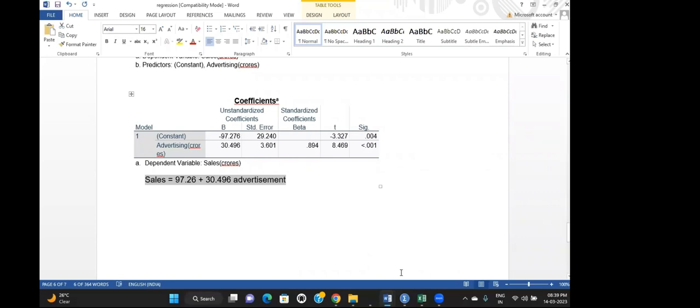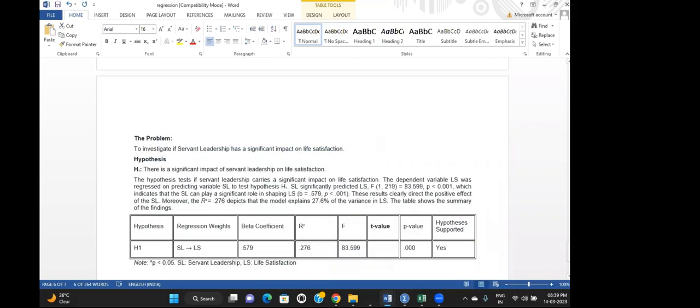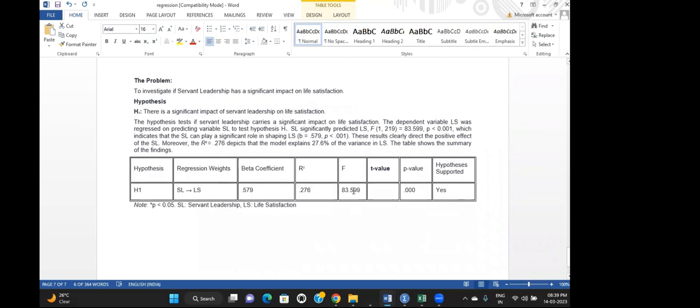And if you want to show this in your results, in your notebook and so on, this is an example. So this is another example. This is how you have to show it in your paper. The table will be made like this for hypothesis H1. This is another example where servant leadership is leading to life satisfaction, right? And this is the beta coefficient. This is the R square value, F value, and whether the P value is significant or not. So whether the hypothesis is supported or not.